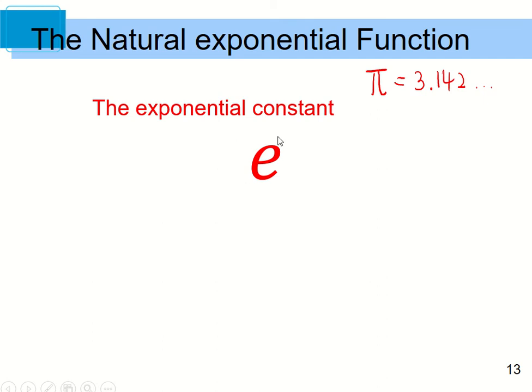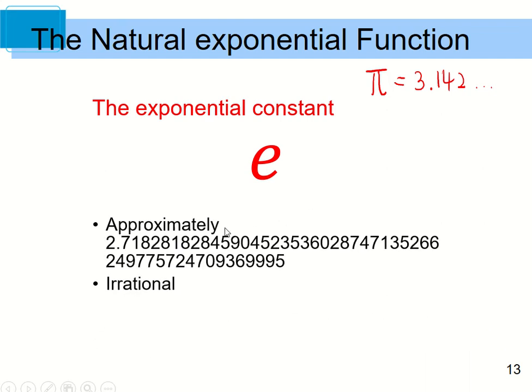Now we are going to learn another constant called the exponential constant. The symbol we use is e. The value is approximately 2.71828 and so on, so usually we will assume it is 2.71828. You can use a calculator when you have calculations involving e. And e is irrational, which means that we cannot change e to a fraction.